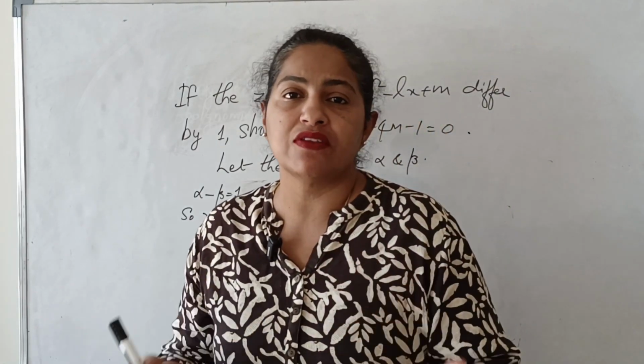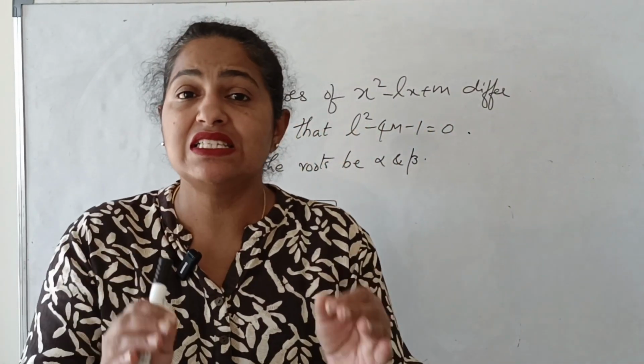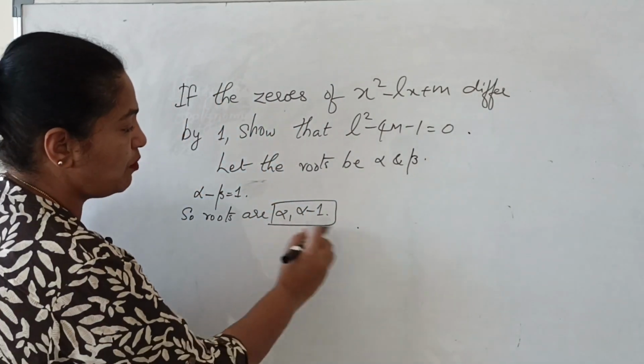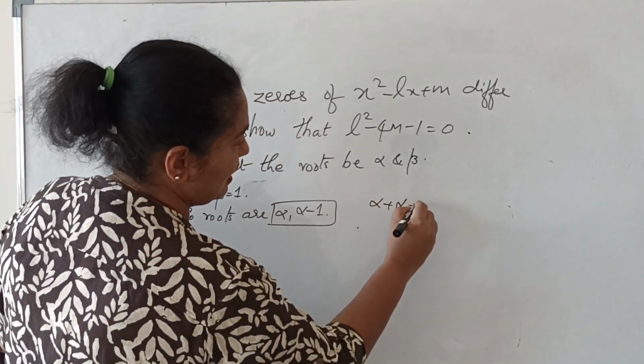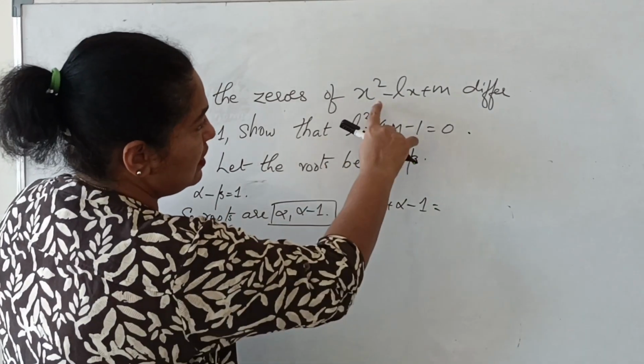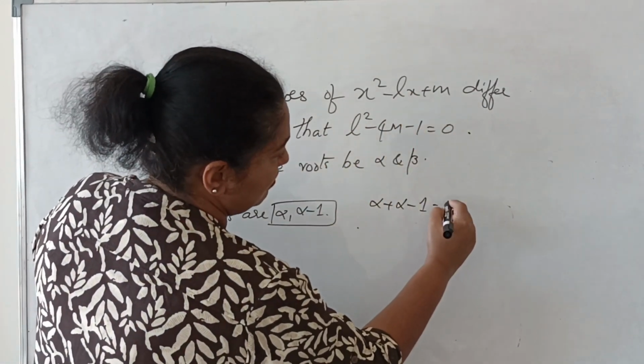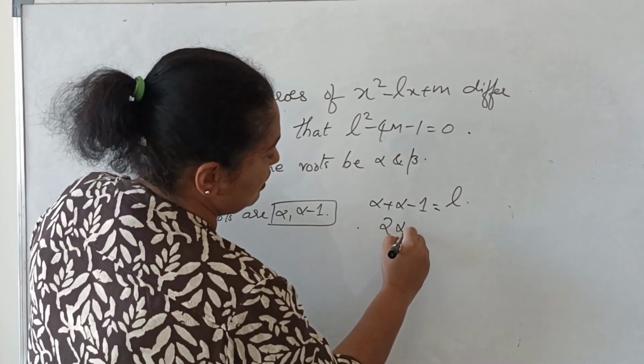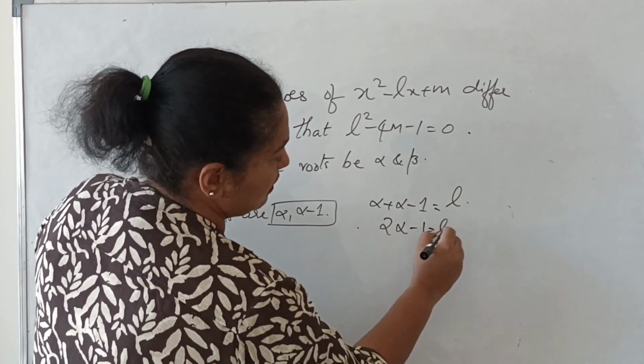You know the formula for the sum of the roots and product of the roots. See whether we can apply it over here. Sum of the roots is alpha plus alpha minus 1, which is equal to minus b by a, our formula. So, here it becomes minus of minus l by 1, which is l, or you can say 2 alpha minus 1 is equal to l.